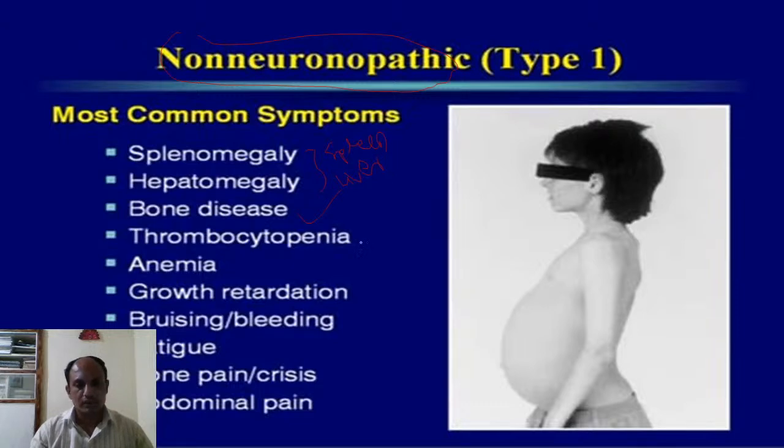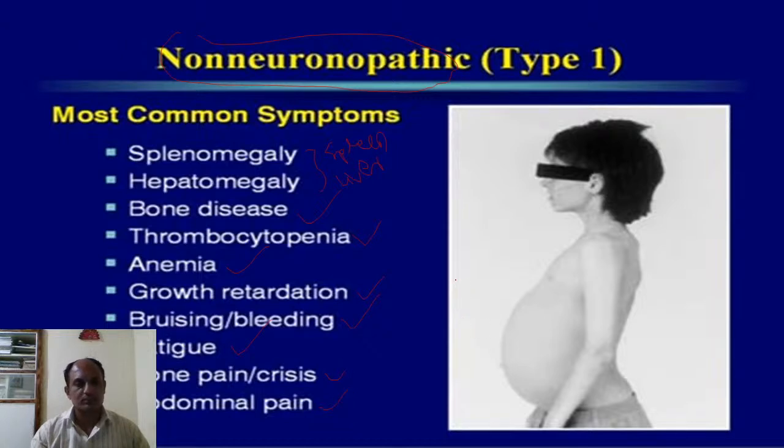Then thrombocytopenia means there is a decrease in the count of thrombocytes or platelets. So that is called thrombocytopenia. Then it also causes anemia. Then there is a retardation of growth. Then bleeding or bruising. Then it leads to fatigue. Then bone pain or crisis, and abdominal pain is also there.